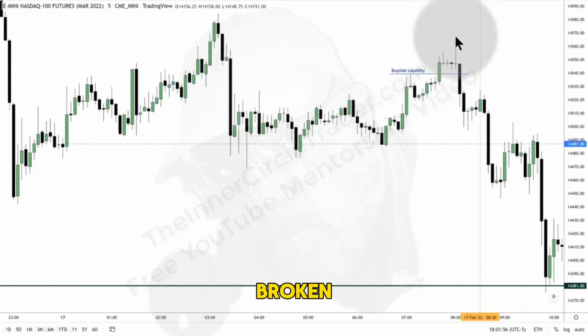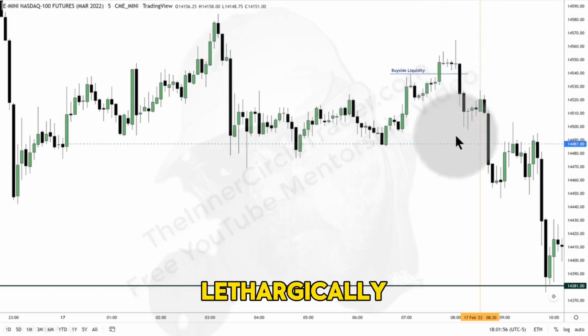Swing high, broken to the upside, taking out buy stops. So buy side liquidity is taken. Then we have a swing low. It's broken. Did these candles come down lethargically? Was it like a slow meander decline? No. It was sudden. It was a lot of momentum.